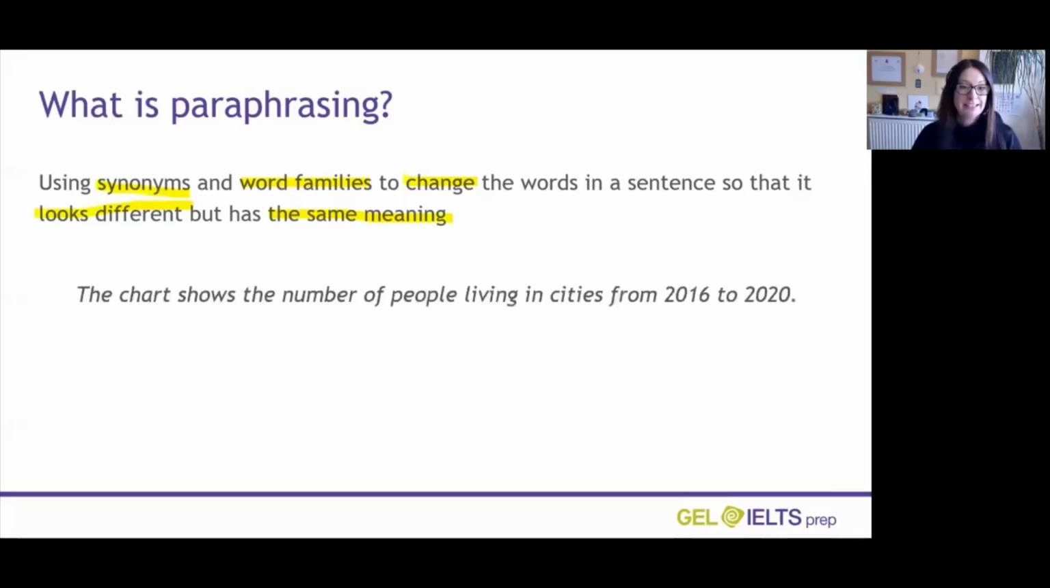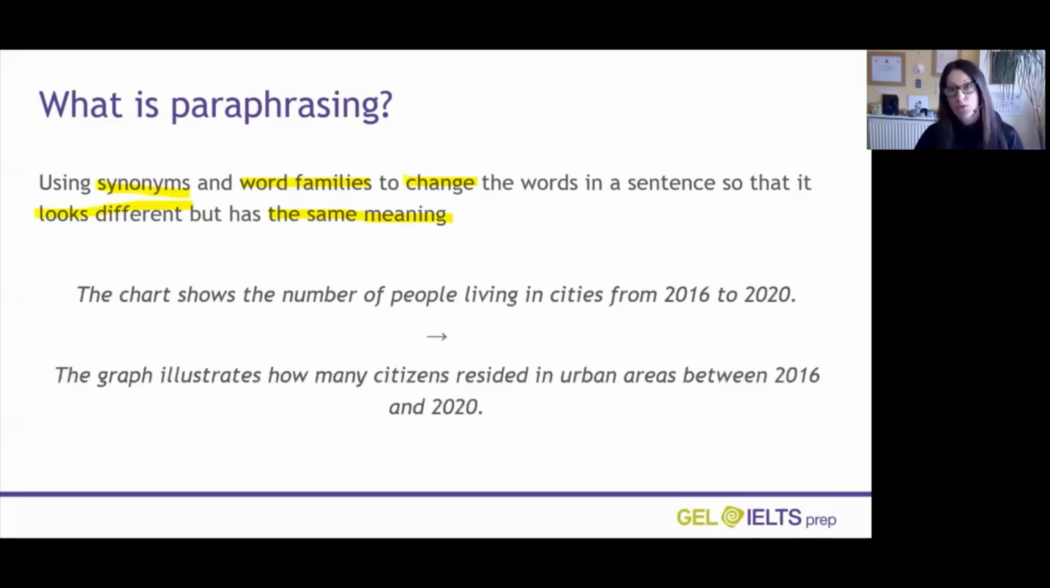Okay, here in this sentence on screen, you may recognize some of the words that we saw before, and we could paraphrase this sentence in this way. Also, you may recognize some of these words from before. So instead of shows, we've changed to illustrates. Instead of people, we've talked about citizens. Instead of cities, we've talked about urban areas. And I'm sure in this sentence you can see the other paraphrased words that we used before.